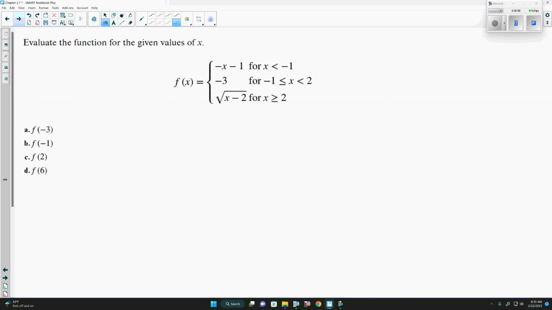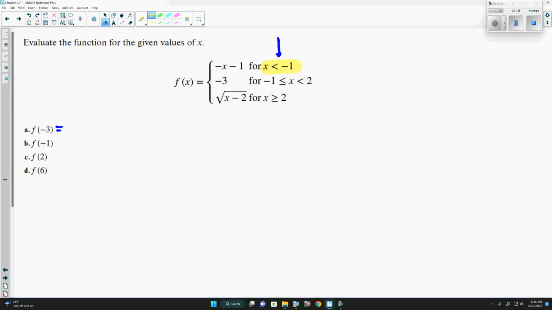Evaluate the function for the given values of x. So the last thing we're talking about in this section is piecewise functions, like this one here. And whatever value we're given is going to determine which function we use. Because if the values of x that we're plugging into this function are less than negative 1, we use the top one. We use this top function here.